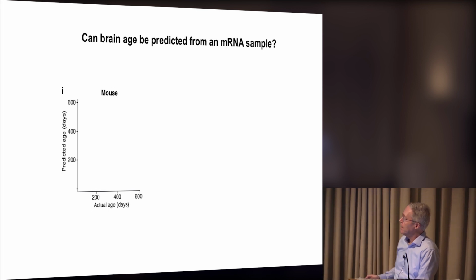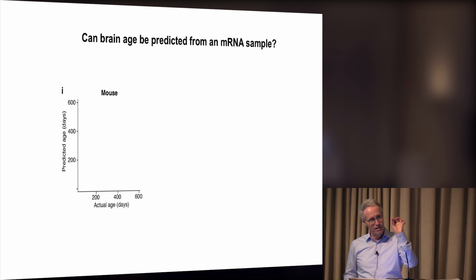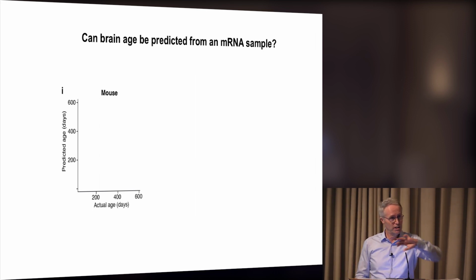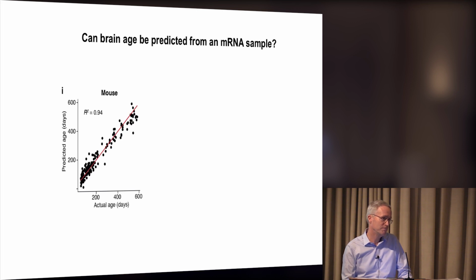So here is the x-axis showing the actual age of the mice. And here's going to be the predicted age. And here's how we do it. We take an RNA sample that is not used to generate these predictions, and we ask the computer, how old does it think the mouse is? And that's what you find. That's a pretty nice graph.